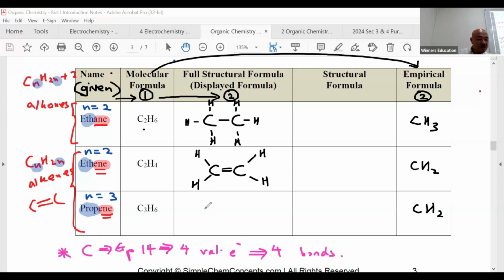Ethene, done. Propene has 3 carbons. It has 1 double bond. English writing goes left to right, so I usually like to have my double bond come out immediately. This one, you need to be careful. I'll tell you where the mistake is. Basically, carbon makes 4 bonds, so you can say there are 6 of them. Okay, I'll tell you where the mistake is.